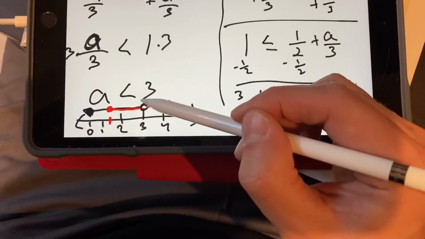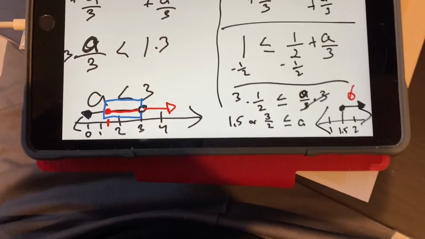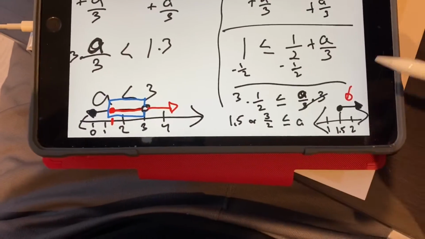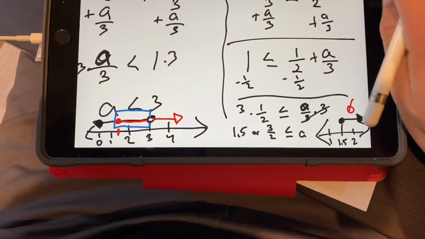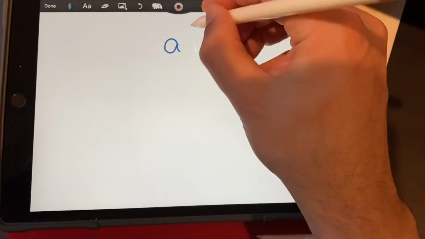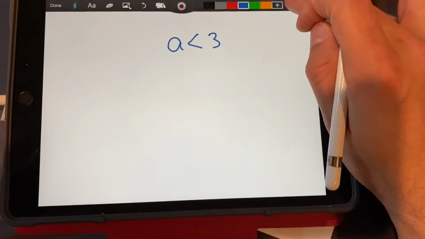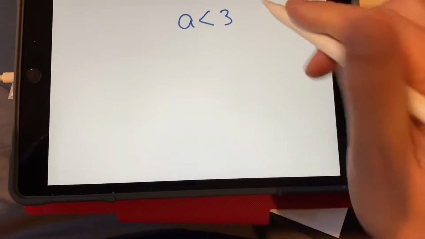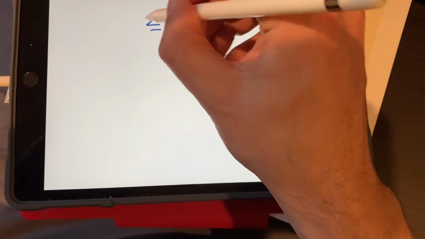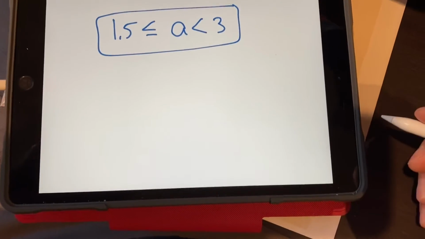This right here is the only range of numbers that would work: numbers that are greater than or equal to 1.5, but less than 3. So how do we write that? Good question, class. We write it as A is less than 3. Let me just go back and double check. Less than 3, open circle at 3, very good. And then A is also greater than or equal to 1.5. And that would be your final answer.